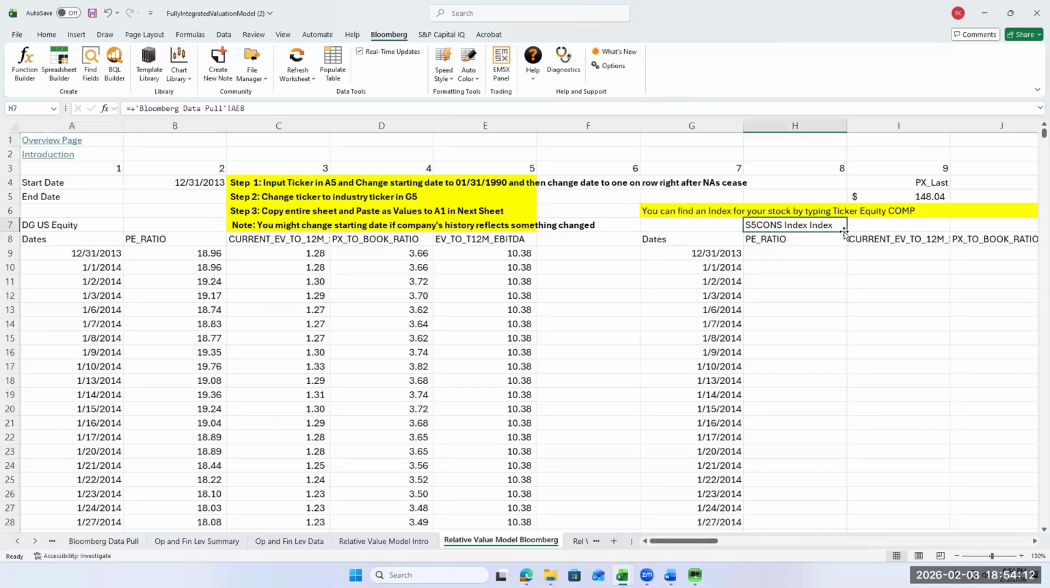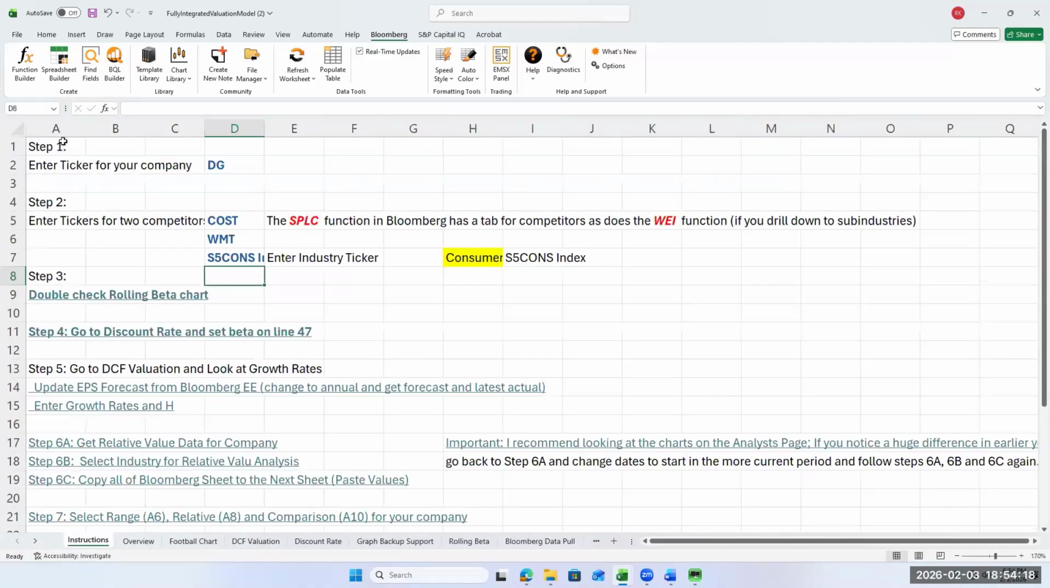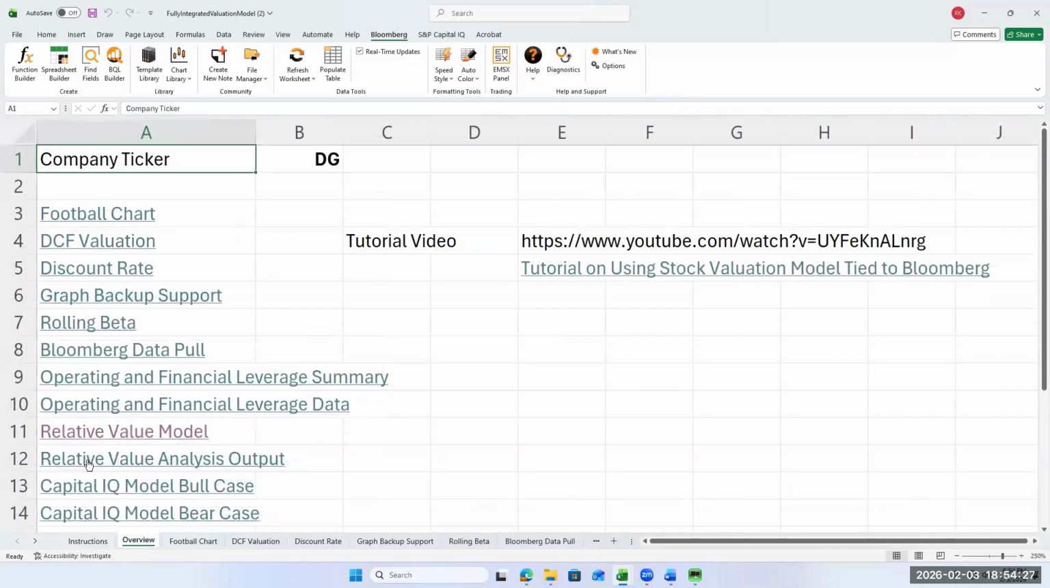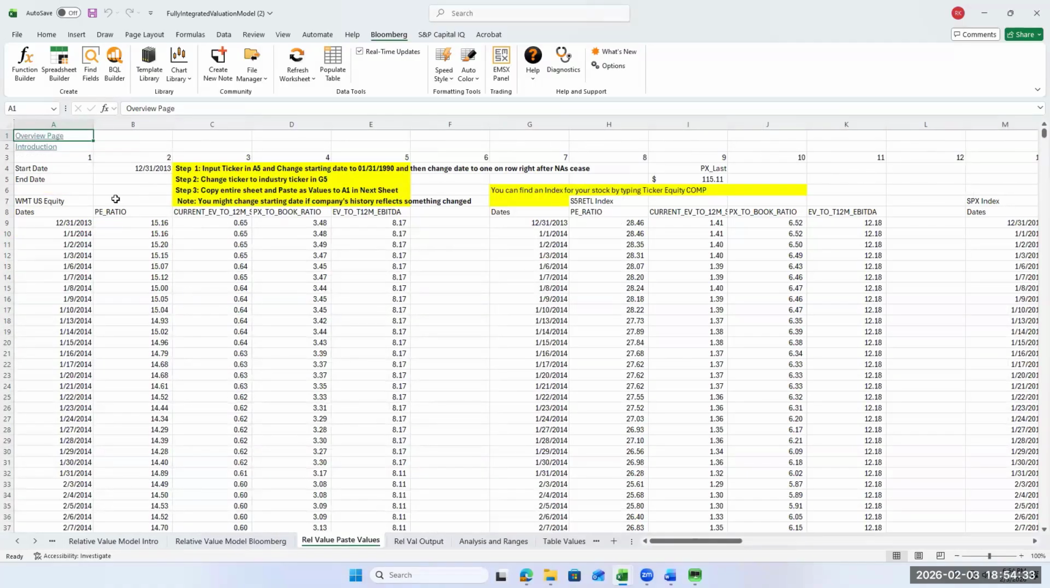I don't know why this, oh, I see what my problem is. I need to take the word, and you don't want the word index in this cell for some reason. So it brings in your stock's PE ratio, current EV, the 12 months, price to book, and EV to EBITDA.